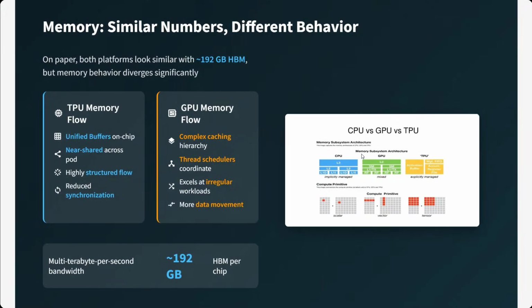Memory, similar numbers, different behaviors. On paper, both platforms look similar with 192 GB HBM, but memory behavior diverges a bit. So the memory is a little different. TPU memory flow is unified buffers on chip, shared across the pod, highly structured flow, and reduced synchronization. While in case of GPU, there are complex caching hierarchies, thread schedulers, and it excels at irregular workloads. More data movement is there.